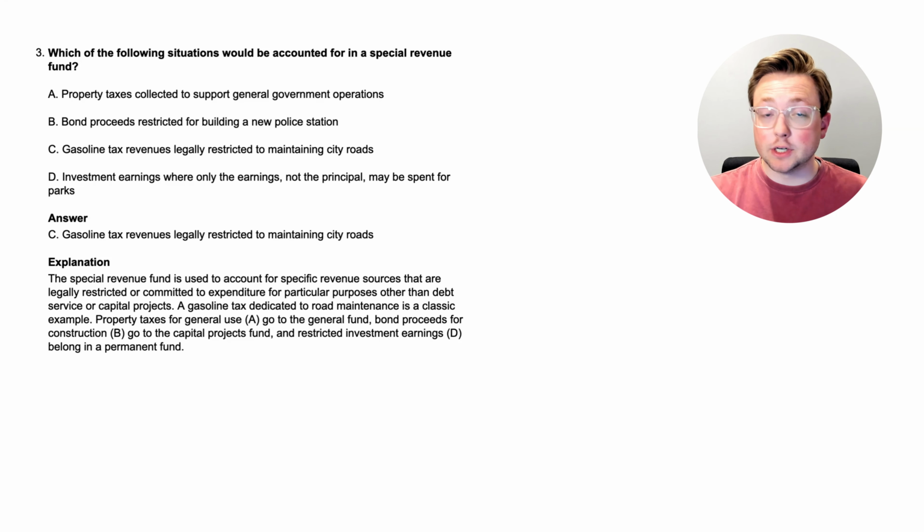Now, property taxes for general use would go to the general fund. Bond proceeds for construction would be for a capital projects fund. Again, construction, buildings, think of that for the capital projects fund. And restricted investment earnings would be for a permanent fund. By the way, we're not going to really talk about the permanent fund in this video, but we will in a future video.